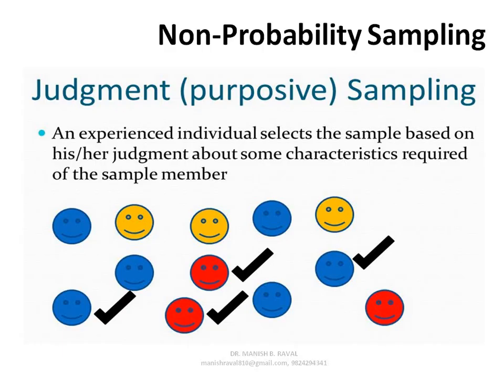Let us understand it by the example. This is judgmental or purposive sampling. An experienced individual selects the sample based on his or her judgment about some characteristics required of the sample members. According to his knowledge, he will identify those people who have that kind of characteristics, and the people who do not have these characteristics will be left out. So this is considered judgmental or purposive sampling.